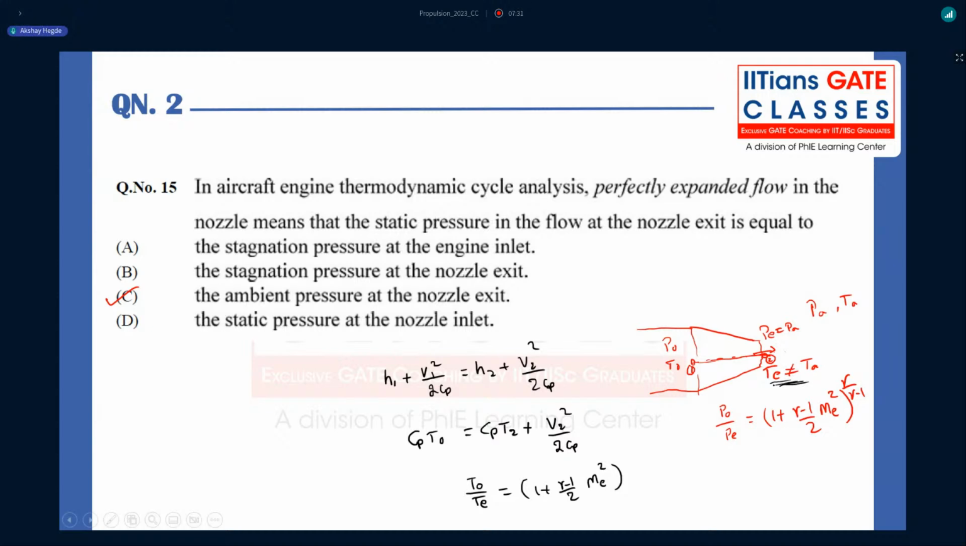So this is a very important point. We only equate the pressure because these are pressure driven flows. The pressure gradient is what is driving the flow, but the velocity and the Mach number at the exit plane of the nozzle are set by the temperature difference. So this is a very interesting physics to catch here.